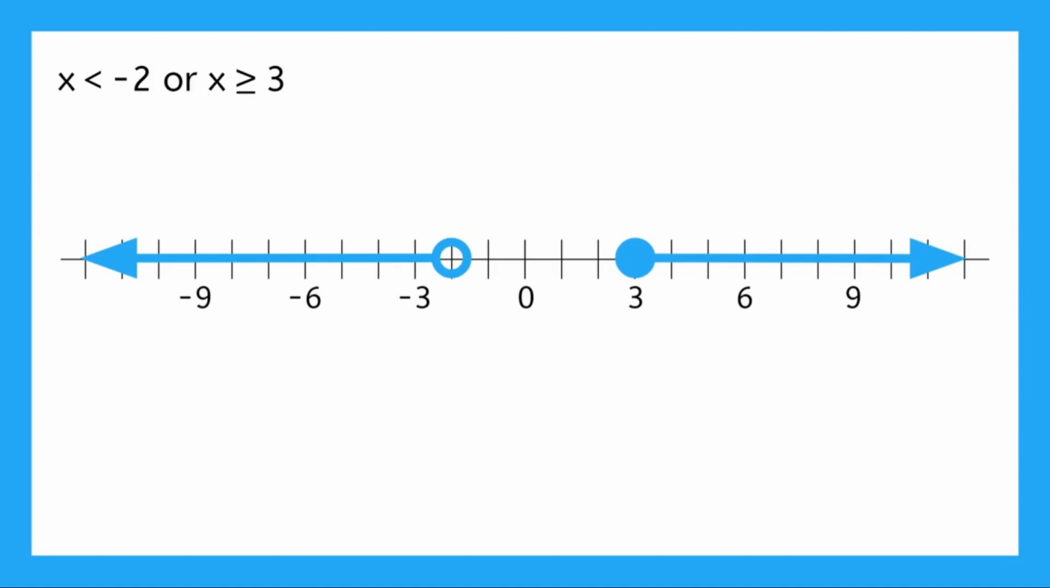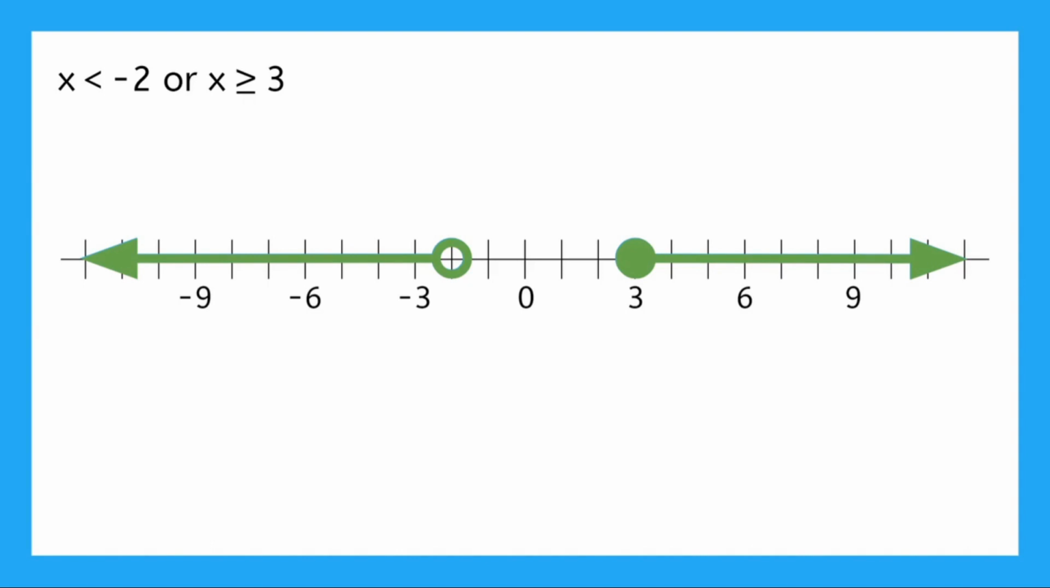Compound inequalities with "or" only require that a solution satisfies one inequality or the other, not both. So negative 5 would work because it satisfies the less than negative 2 requirement. Or 9 would work because it satisfies the greater than or equal to 3 requirement. Any part of the number line that is covered is a solution.